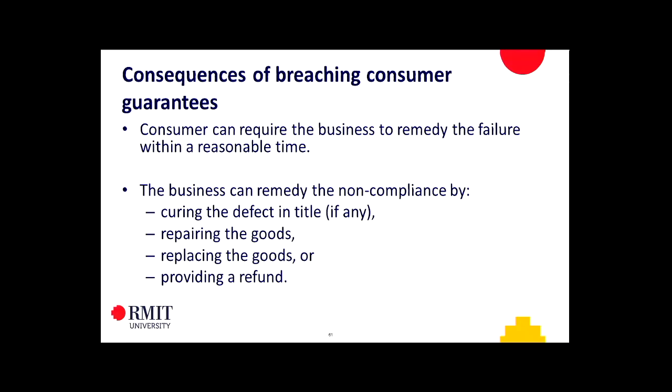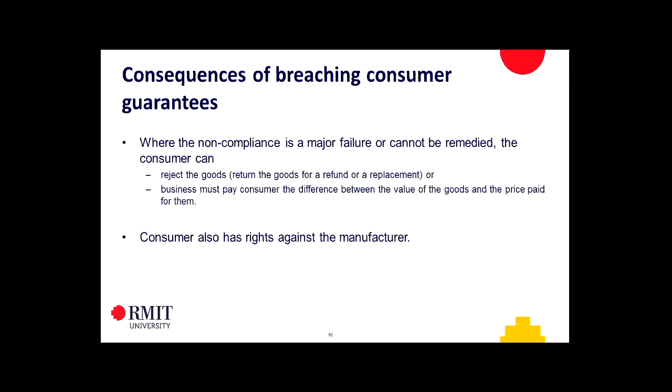So what are the consequences for these companies for breaching the guarantees? The main thing is that you can request a remedy of the issue, as long as you do it within a reasonable time. So they can repair the goods, replace the goods, or they provide a refund. Generally, they'll have a choice themselves, so long as they remedy the issue. If it's a major failure, or something that cannot be remedied, so it can't be repaired, then they must provide you with a refund or a replacement.